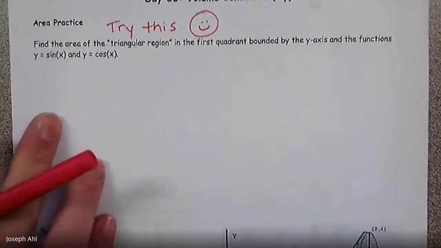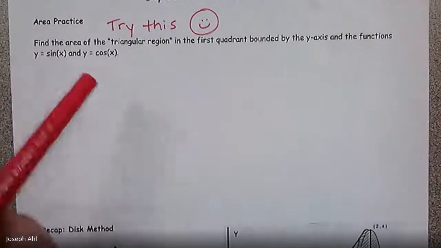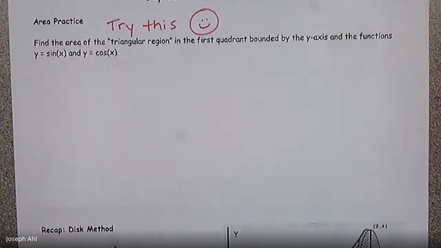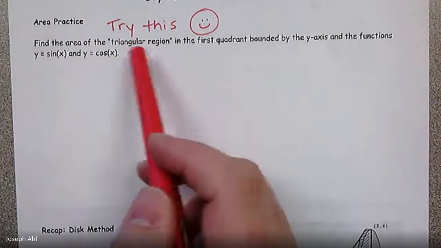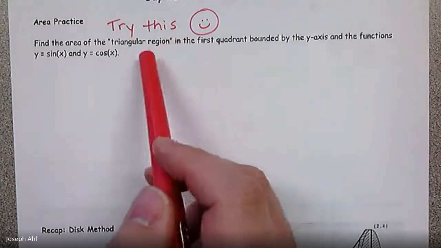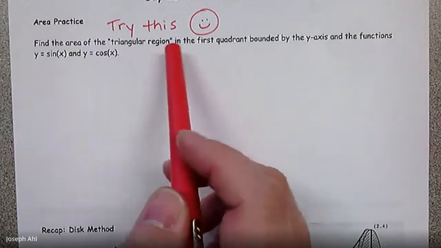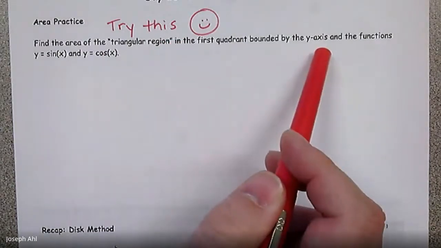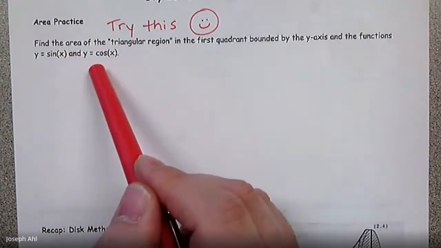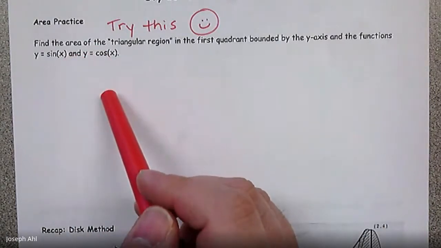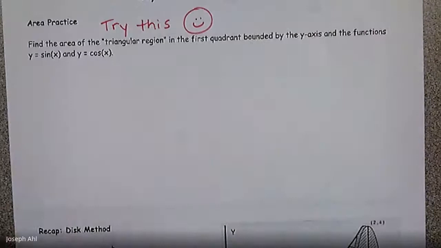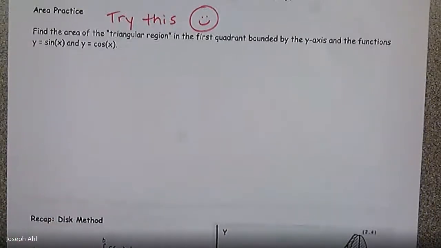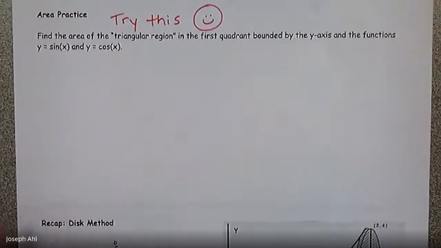So there's an area practice question about finding the area between two curves, and they happen to be two of our favorites, y equals sine x and y equals cosine x. It says find the area of the triangular region. Notice the quotes there because it's not really an exact triangle, but you'll know what I mean when you sketch it in the first quadrant bounded by the y-axis and these two functions, sine x and cosine x. So sketch a picture there. See if you can find the area between those two curves that apparently looks somewhat triangular, and we will go over that next time we are together in class.